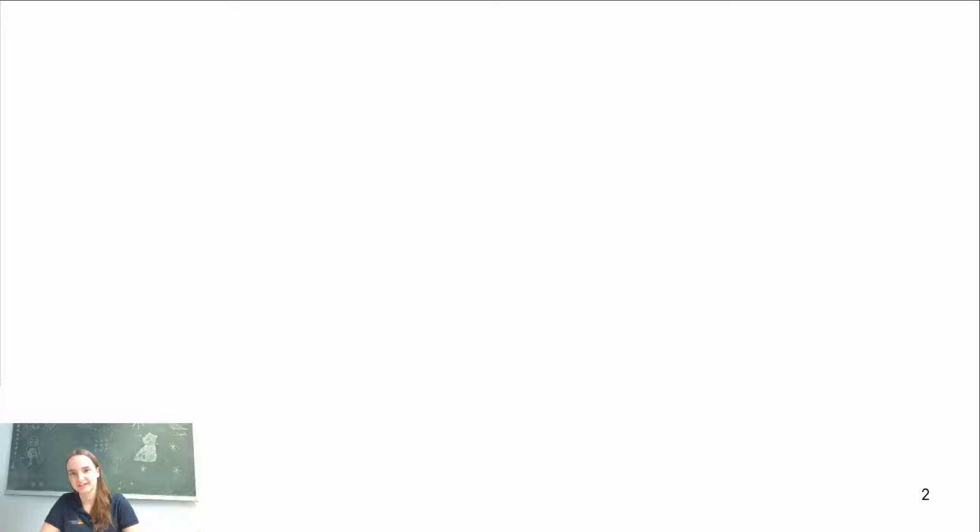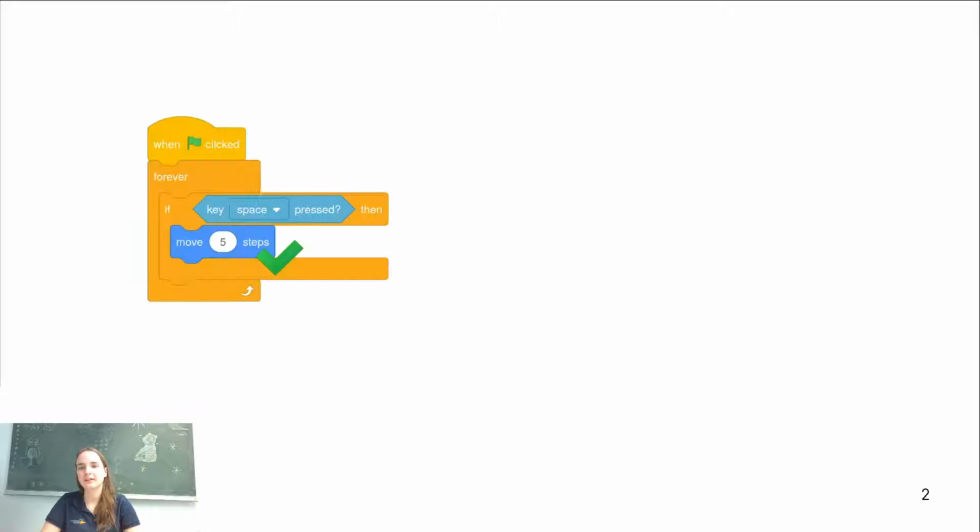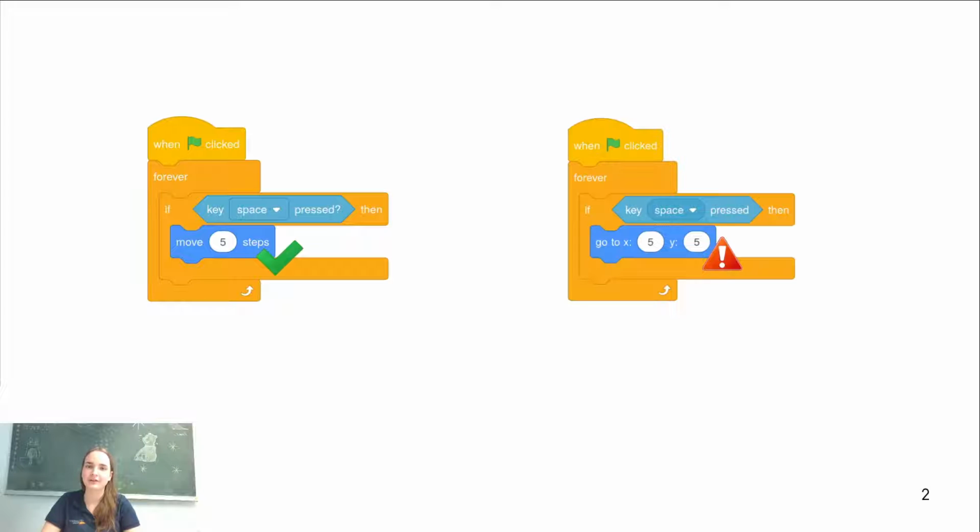Imagine a small task. Move a sprite whenever the space key is pressed. This script here is a correct solution for that task. It uses the move steps block whenever the space key is pressed. This other script is obviously wrong, because if you take a closer look, it's using the go to position block instead of the move steps block. Therefore, the sprite will end up in the same position over and over again instead of continuously moving forward.